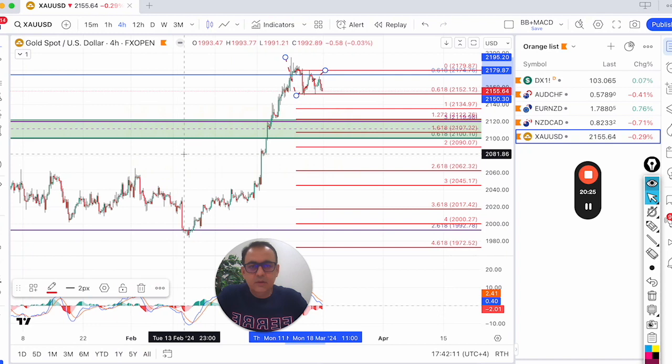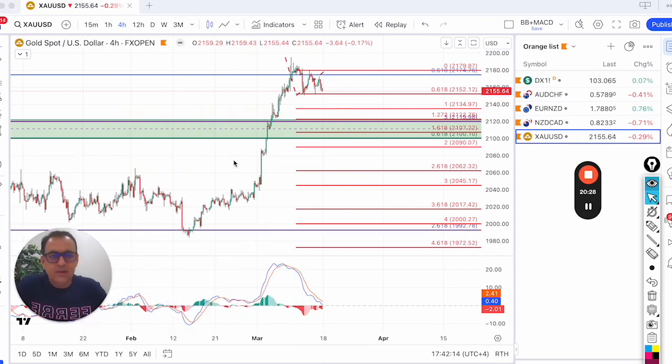If it continues further down, then after 2135, the next level in sight is 2107 and ultimately 2090. So these are the levels to be taken as an opportunity to buy. So I'll be adding buys on these levels. First you can add somewhere around 2150, 2142, 2135, followed by 2107 and ultimately at 2090, and you can target the next Fib extension level plotted on the higher time frame.